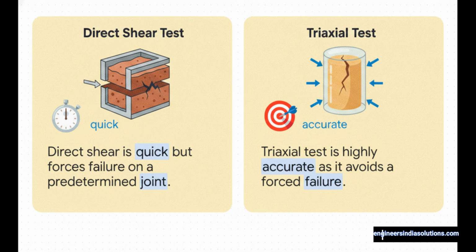But it does have a fatal flaw. It forces the soil to fail along a predetermined joint in the testing box, which might not actually be the weakest part of the soil.